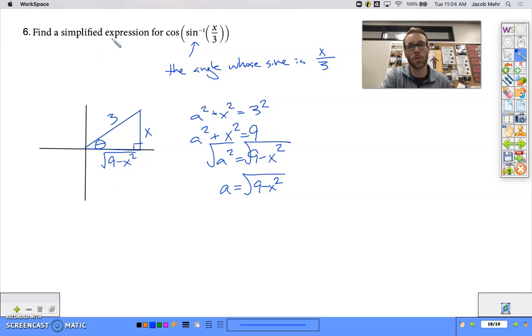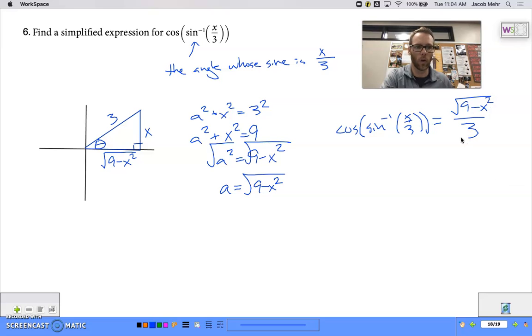There we go. So what is the cosine of our angle? The cosine of the angle is going to be, and so I'm just writing the original, equal to the square root of 9 minus x squared over 3. Look good? Good.